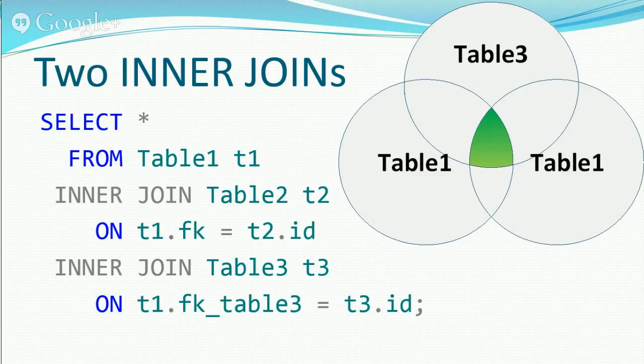Unless two tables are an exact matchup. So if you had 10 inner joins, you would see that the amount that's getting returned gets progressively smaller and smaller and smaller as you go.